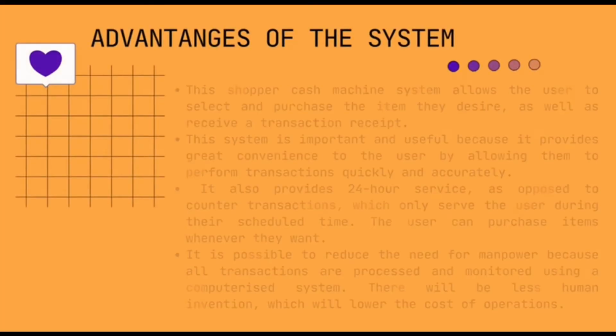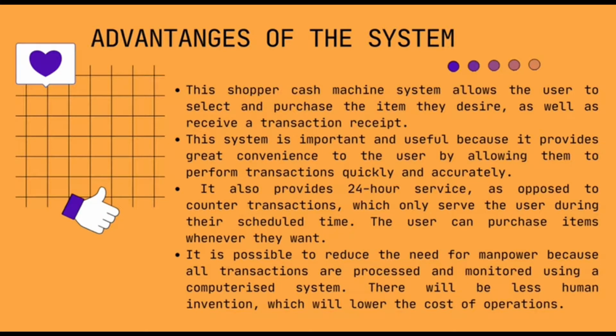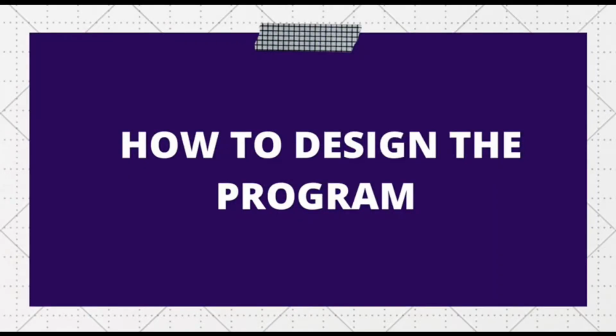Advantages of the system. This shopper cash machine allows the user to select and purchase the item that they desire, as well as receive a transaction receipt. The system is very useful and important because it is very convenient for the user, allowing them to perform transactions quickly and accurately. It provides 24-hour service. It is also possible to reduce the need for manpower because all transactions are processed in the computerized system.